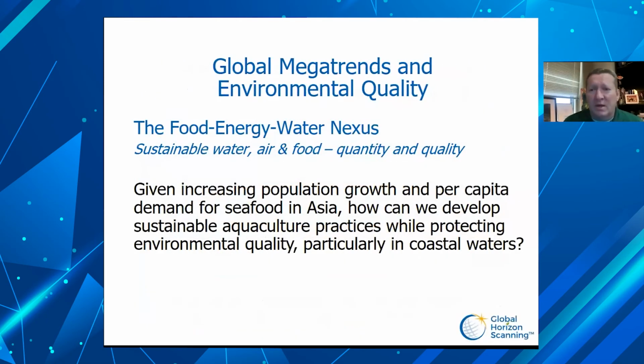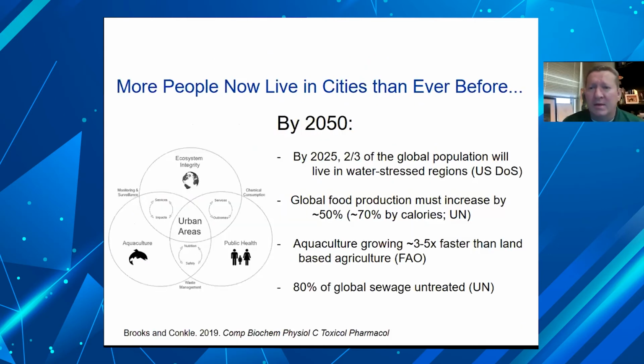In fact, we see, again, global megatrends, and the food, energy, water nexus represents a global megatrend, illustrated throughout the Global Horizon Scanning Project. We know that aquaculture has now surpassed global fisheries in terms of production of fish for human consumption. We need to increase our aquaculture capabilities because, according to the United Nations, a 200% increase in food production is estimated by 2050 in low and middle income countries.